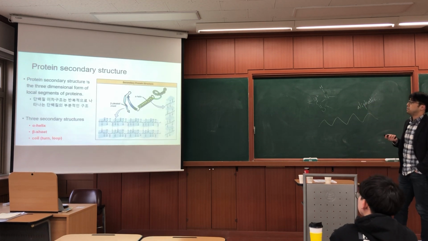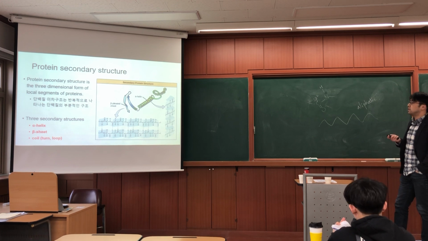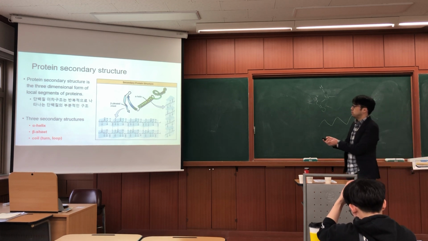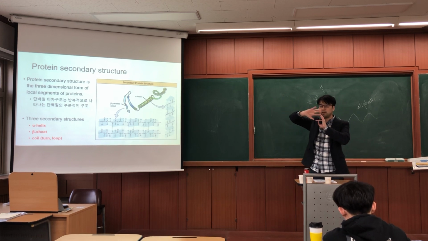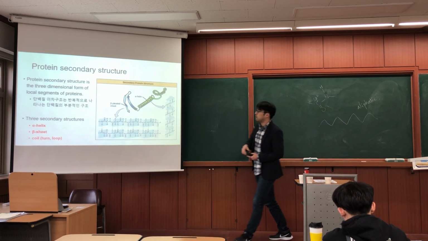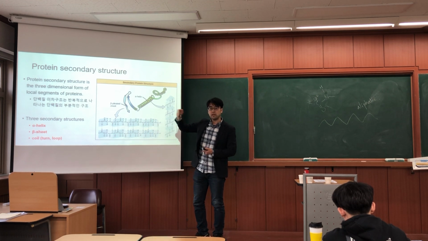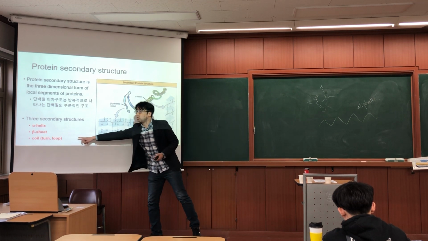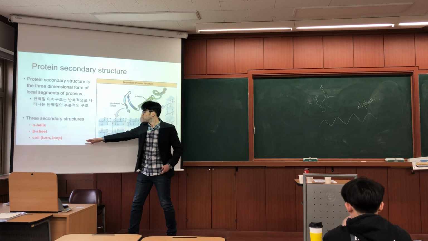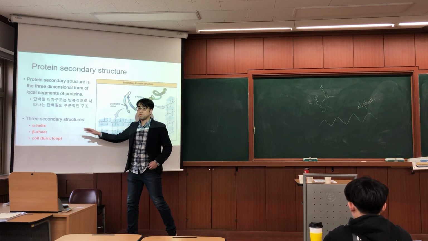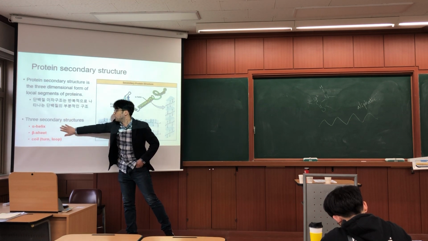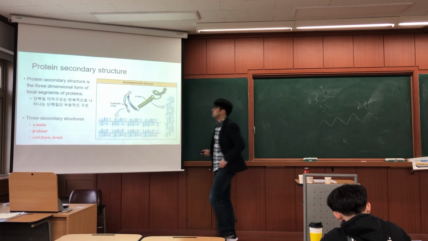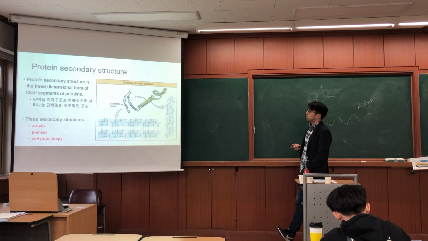So let's look at the protein secondary structure a little in more detail. As I told you, once amino acids are connected as a long chain, they form a local alpha helical structure or beta sheet structure or coil. The coil is just the rest of the structure, the part which is neither alpha helix nor beta sheet. Then they are generally called coil.